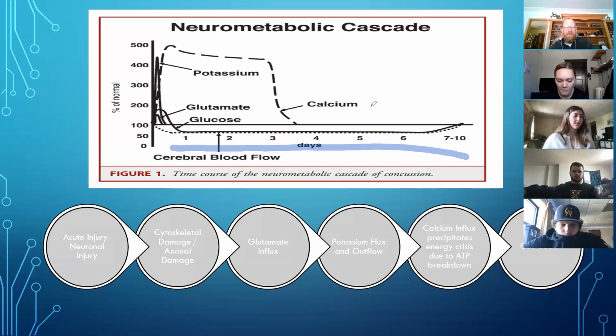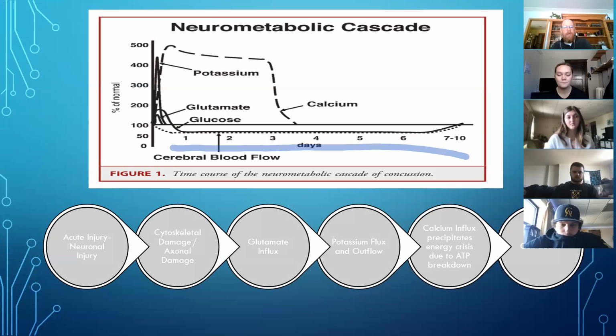So you can also see how that inflow of potassium and calcium creates a positive ion balance and overload inside of the cell, and can cause a state of toxicity and inflammation.